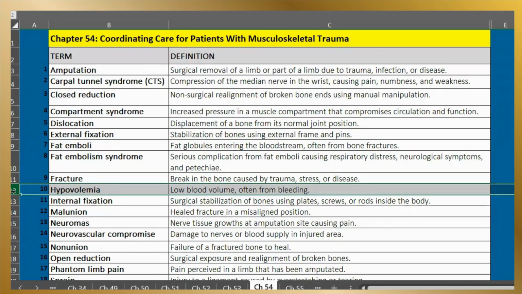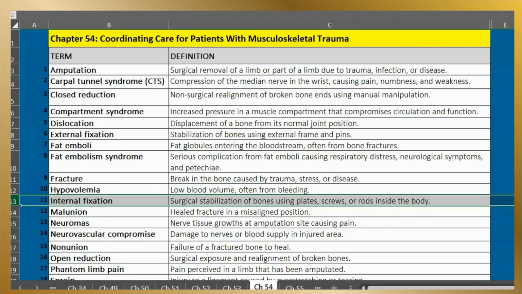Hypovolemia: low blood volume, often from bleeding. Hypo means low. Every time you see hypo in diseases and disorders, it means low, and hyper means high. And volemia is volume. So low blood volume, often from bleeding.